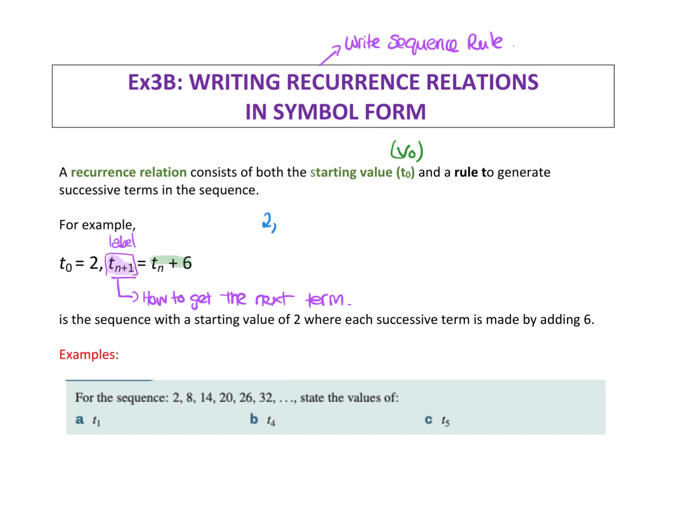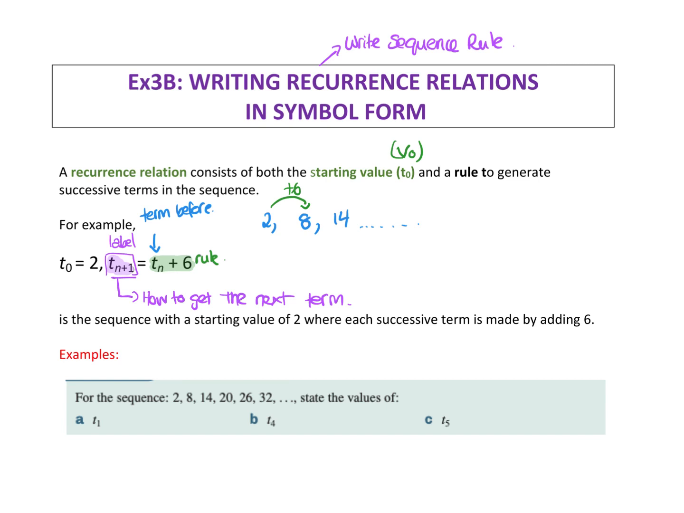Then this is the rule that they're saying. And if you look, they have this tn in here. All that means is you're using the term before. Here I'm using 2, and the rule says to add 6. So I would add 6 and I'd get 8. And then I'd add another 6 and I'd get 14. Okay, and then we can keep on going, and so on.